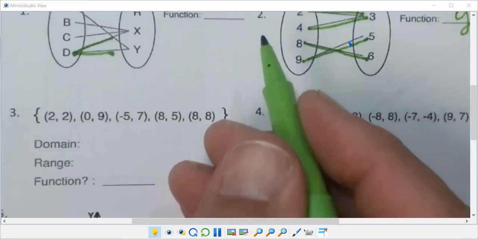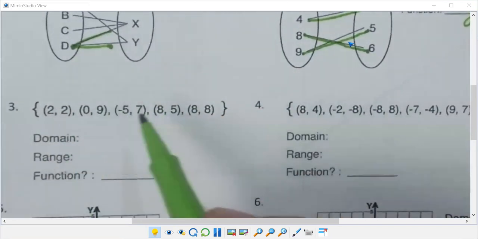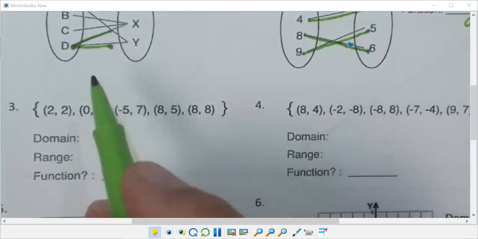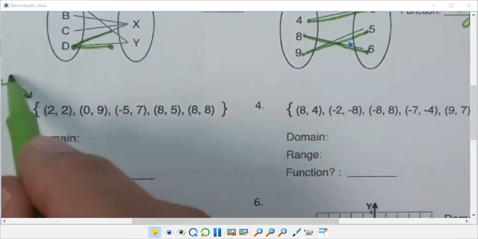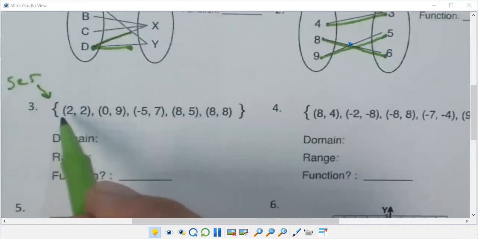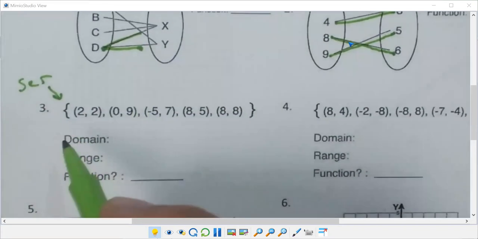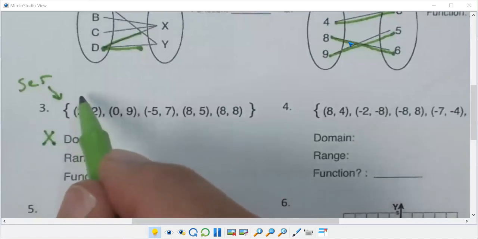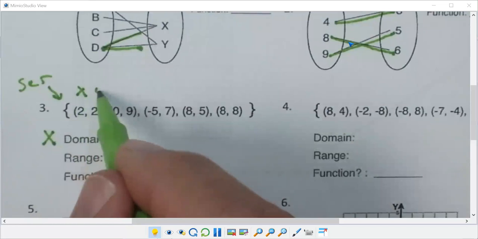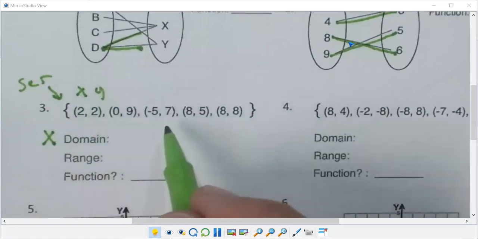All right, so how can you tell when you have a function or not with a relation? Remember, a relation is a set, and you can tell it's a set when you see a bracket. So if you see brackets, that means a set. All right, domain is our x values. So remember, when you have an ordered pair, the first one's an x, the second one's a y. So we're going to list out our domains.